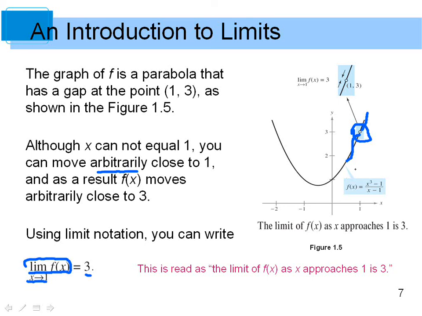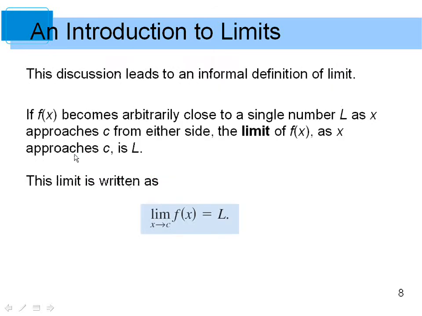And that means that as we get closer and closer from this way and closer from the left side, we get as close to 1 as we want. And we get 3.